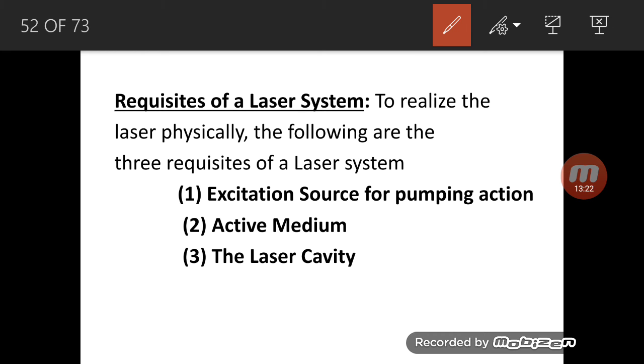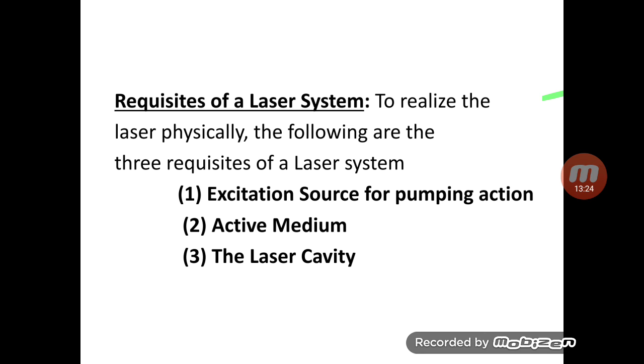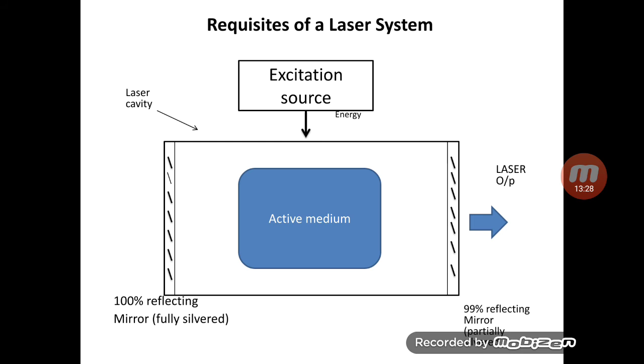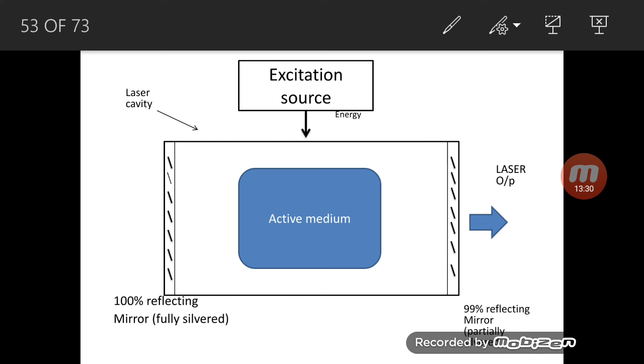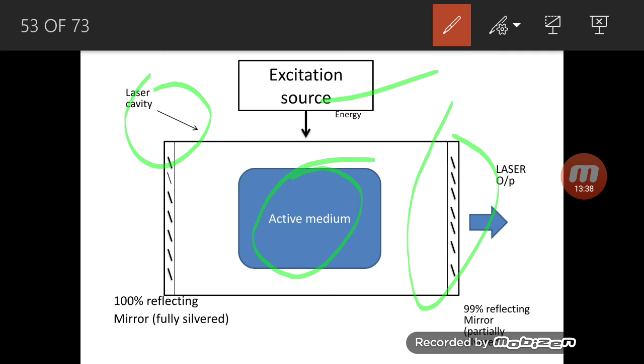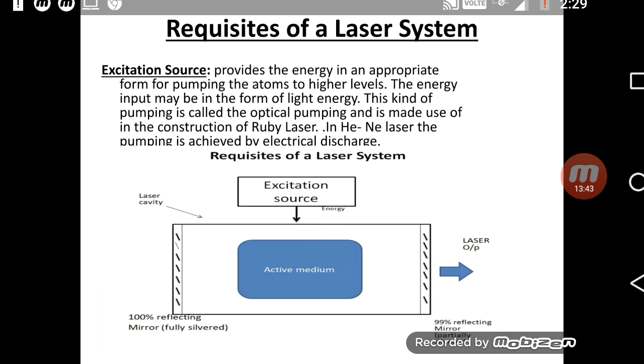Let us see for the first one. The diagram looks like this. So this is the excitation source, first one. You require an active medium, that is also there. Third one is the laser cavity. You can see the laser cavity. This is the laser cavity. Let us go for the explanation for the first one.